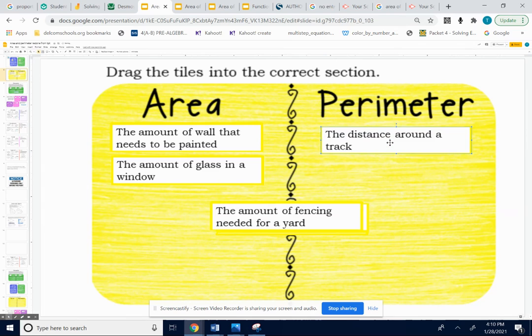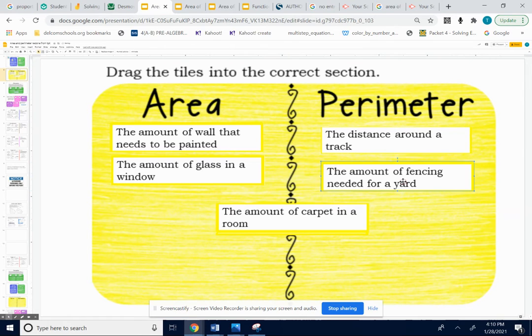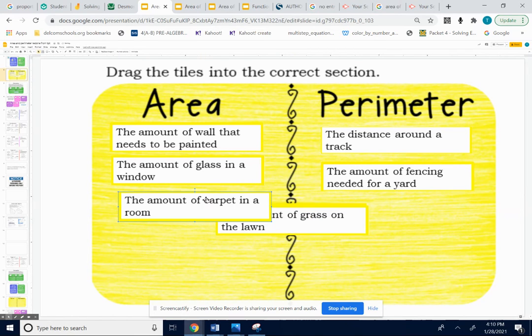that's the distance around the outside of the track. That's perimeter. The amount of fencing needed for a yard: that again is the outside, the distance around the outside of your yard. So that would be perimeter. The amount of carpet in a room: the carpet is space. You're going to be covering up the space with the carpet. That's area.